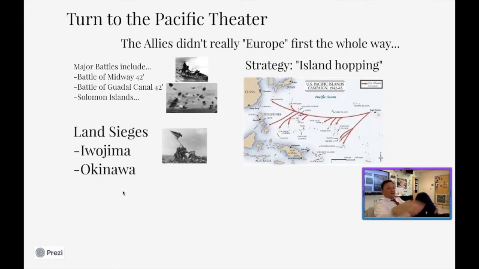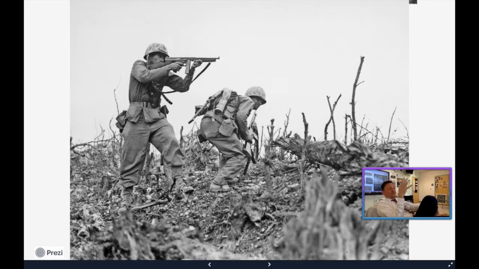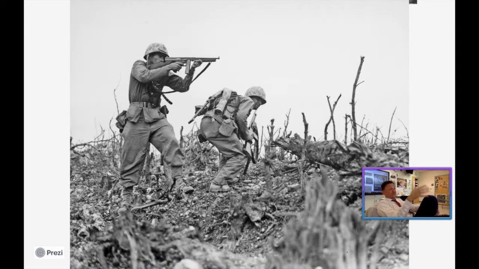Some of the biggest island hopping battles were, of course, the sieges of Iwo Jima and Okinawa, right? These were very devastating land sieges, and a lot of American lives were lost because the Japanese had tunnels dug underneath the entire island. The American flamethrower was a major weapon that came along and was used to attack them and kind of dig the Japanese soldiers out, right? And since they were so geographically dug in, it was a very slow siege.